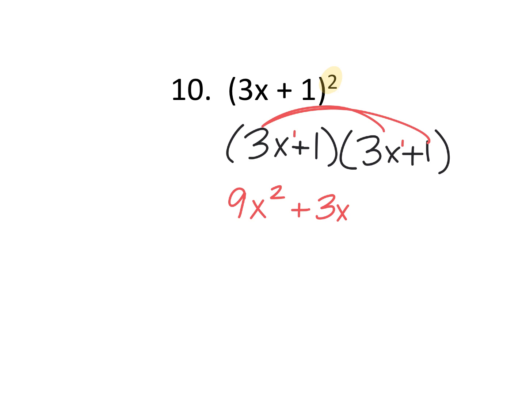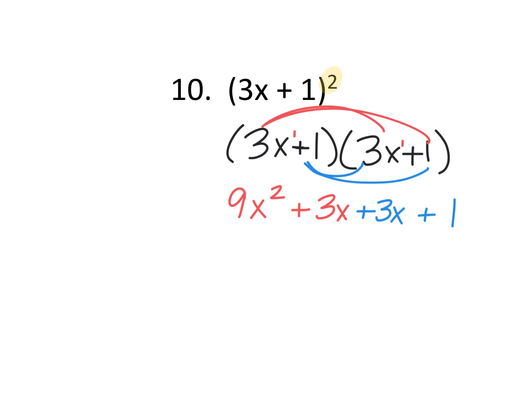Okay, now we'll switch. Now we're going to multiply the 1. 1 times 3x is 3x. 1 times 1 is 1. We're going to combine like terms in a second, but look at the middle. What do you notice about what we just got? They're the same. Okay, the reason they're the same, any guesses?